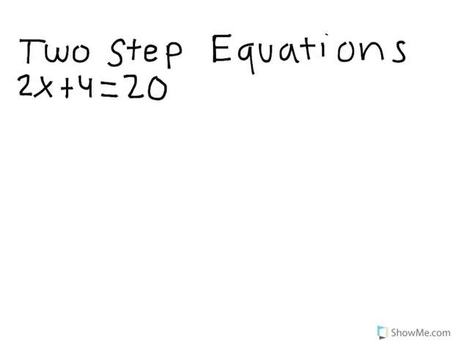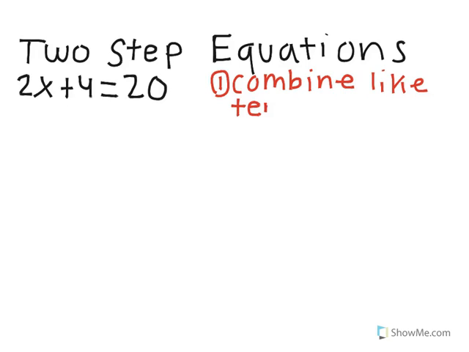The first step in a two-step equation is to combine like terms. Like terms are terms with the same number of variables. So 4 and 20 would be like terms because they have no x's, while if I had 2x and 3x, they'd be like terms. 2x squared and 3x squared would be like terms, and so on and so forth. So combine like terms. And when we do these types of equations, we first identify our like terms.